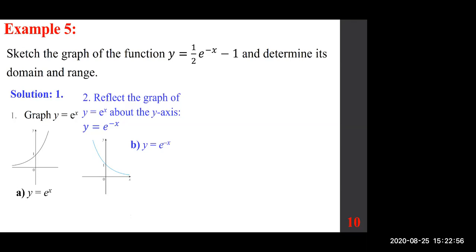And now we are going to move on with the next step. Now we see a number 1/2 in front of e to the power of minus x. So we're going to use that and multiply e to the power of minus x by it. So when we do that, it compresses the graph and it shrinks the graph along the y-axis. So right now, the y-intercept is at 0, 1. Now it becomes 0, 1/2.